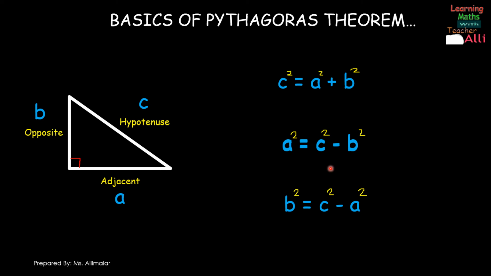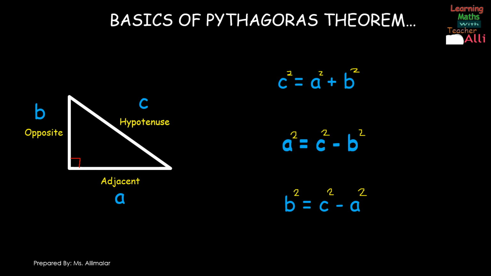Now, look at this formula. This formula is used if the question asks you to find opposite. If they want you to find opposite, they will give you the information on hypotenuse, which is C, and adjacent, which is A. So if we want to find B, B square equals C square minus A square. Clear? Okay, now let's move to the next slide.